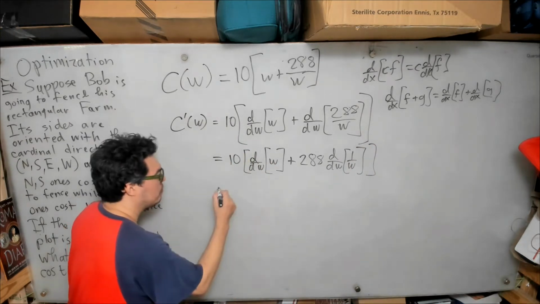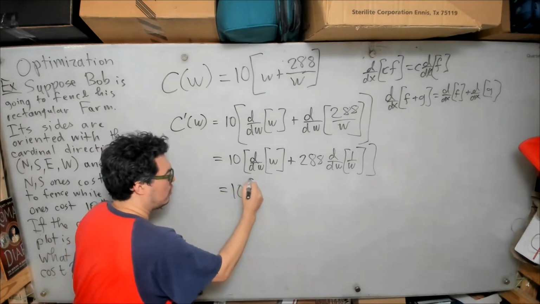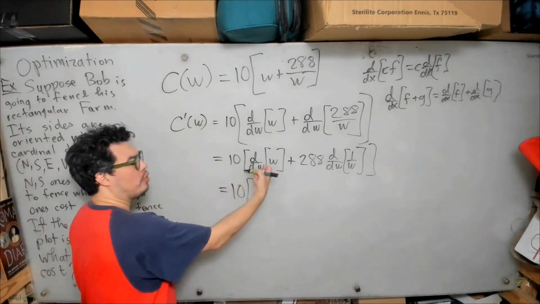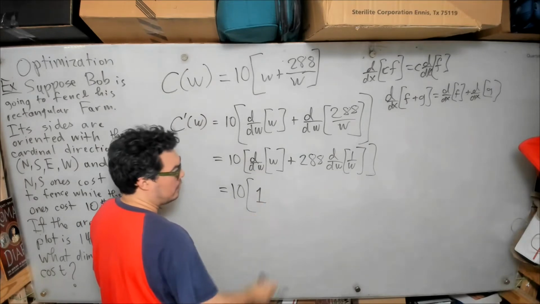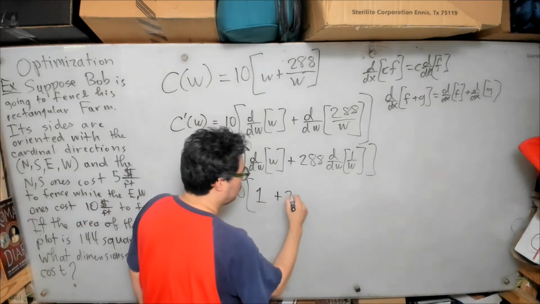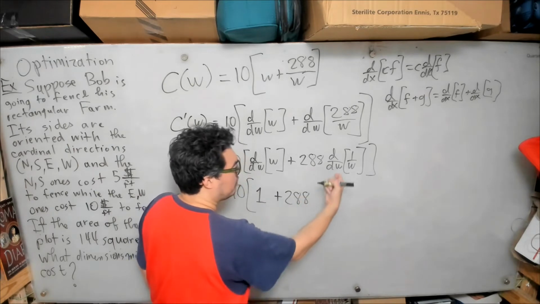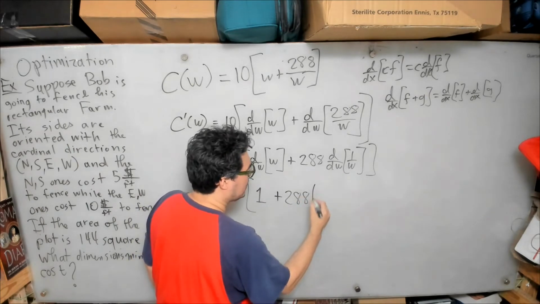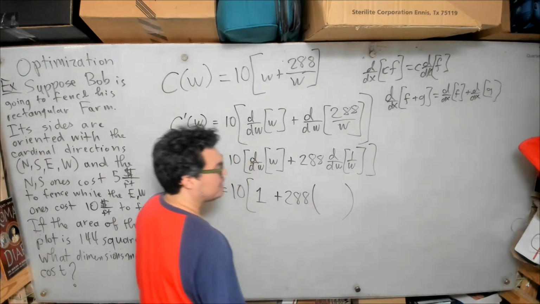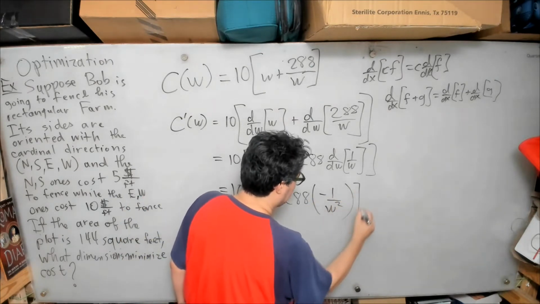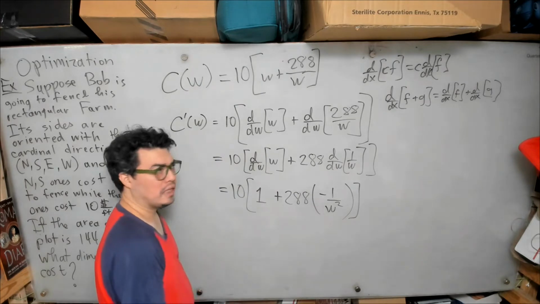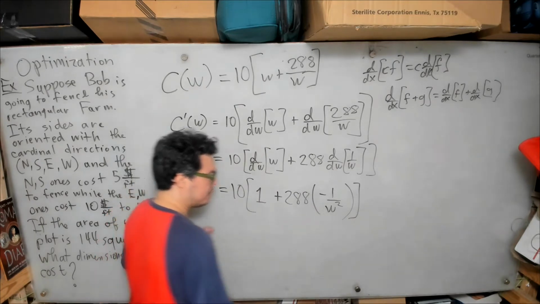Now, the d/dW of W is just 1, okay? Plus the 288. Now this gets interesting. What is this? Well, this is going to be negative 1 over W squared. Now let me explain why that's the case.